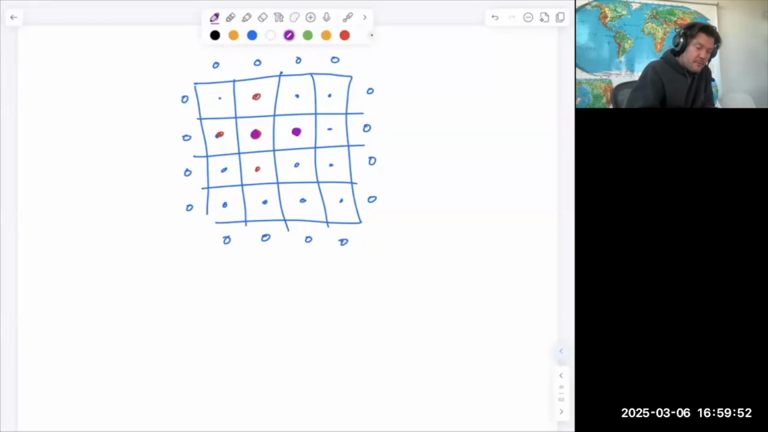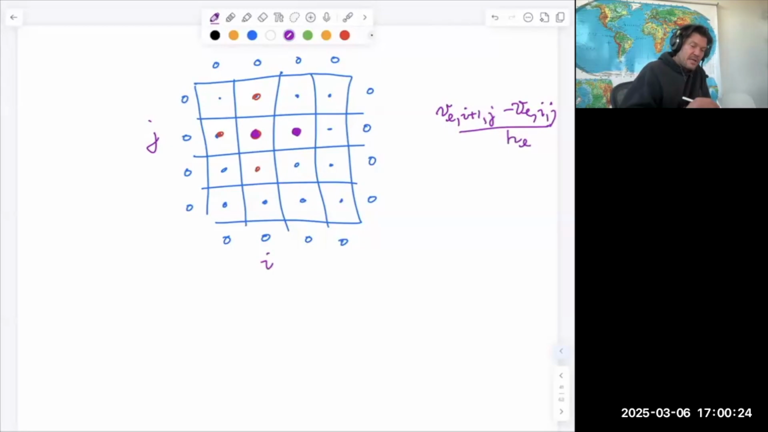HL. So let's suppose this mesh point here is I and J. So this guy here must be I plus 1, right? And this is I minus 1. So what would the difference be if I took the difference of these 2 points? It would be VL I plus 1 J minus VL I J, and I divide by HL. Okay, so that's a difference for those 2 points.